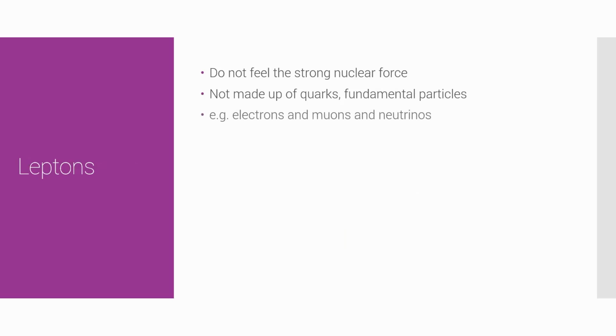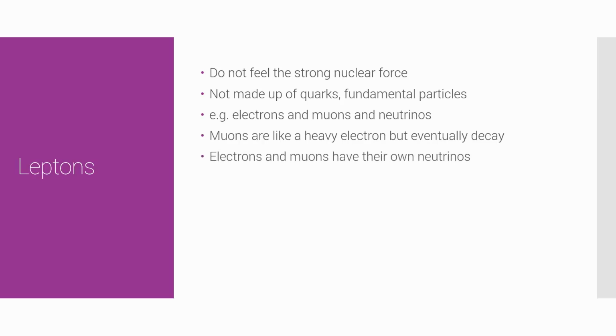The electron is an example of a lepton, and so are muons and neutrinos. Muons are basically the same thing as with the decay of the pion. Muons are like a heavy electron, but they eventually decay into a standard electron. Electrons and muons have their own neutrinos, so you have the electron neutrino and anti-electron neutrino, as we saw in a previous video. We have the muon neutrino and anti-muon neutrino.